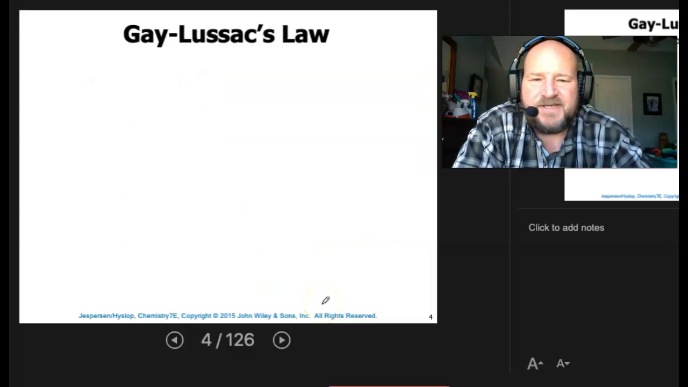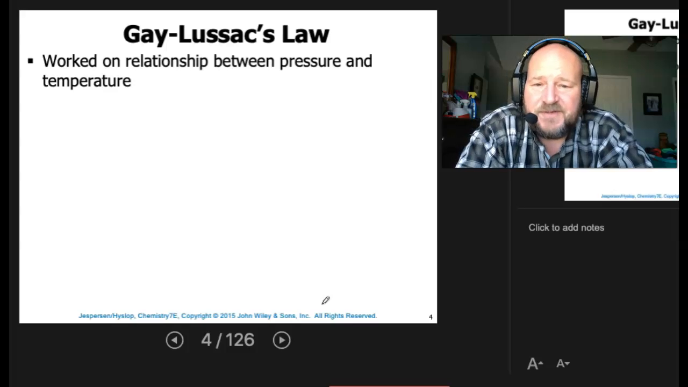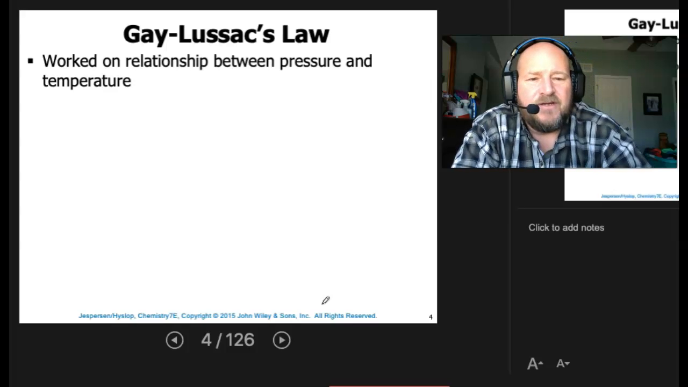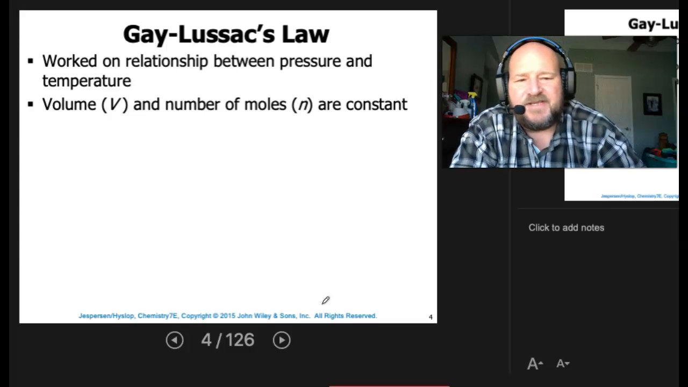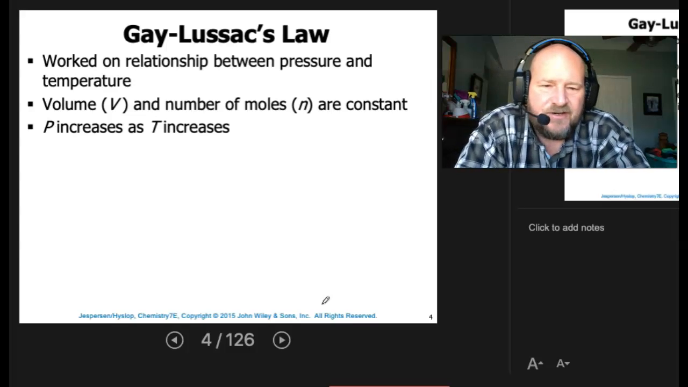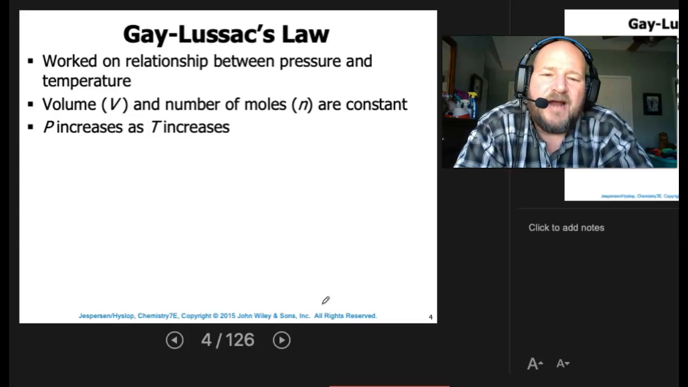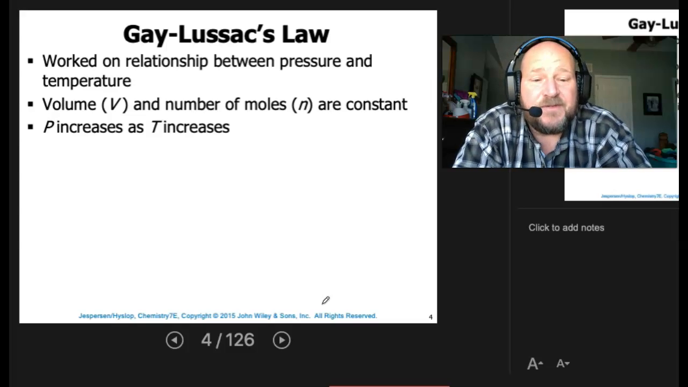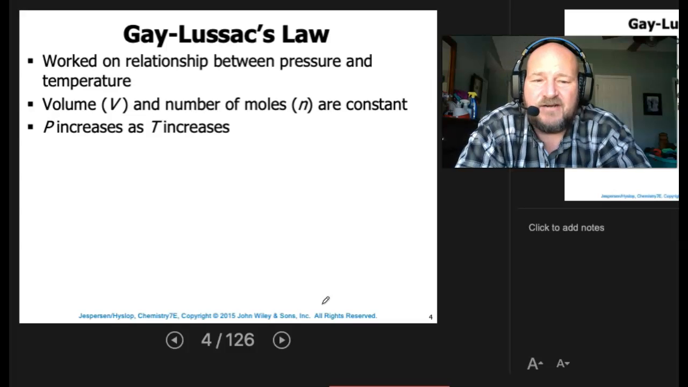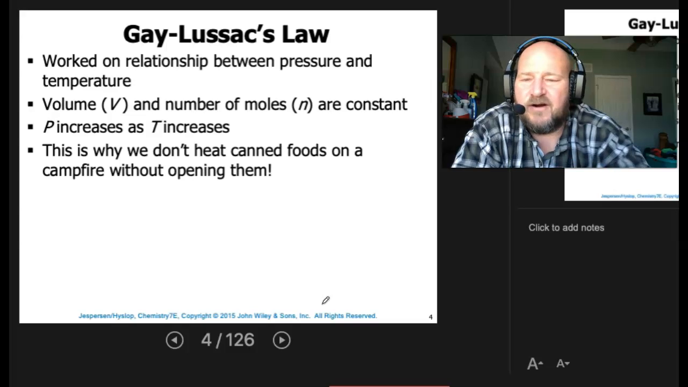All right, the next one we see is Gay-Lussac's Law. Gay-Lussac worked on the relationship between pressure and temperature. So now we hold volume and moles constant, and we're going to see that pressure also increases with temperature. You might be familiar with this if you've gone out in recent mornings to start up your car and your tire lights are on. That's because the temperatures have been dropping, and so the pressure in our tires is dropping, and that will set off the pressure indicator in our car.